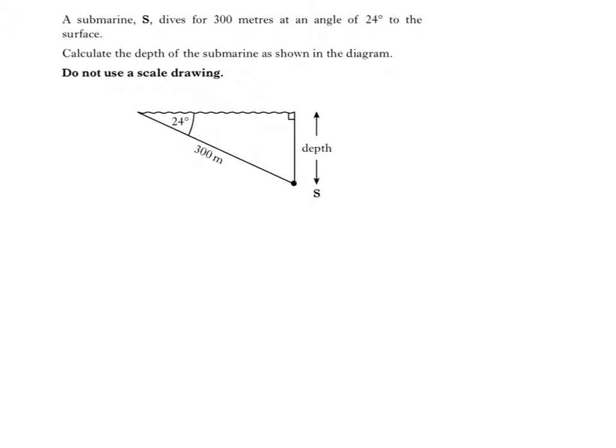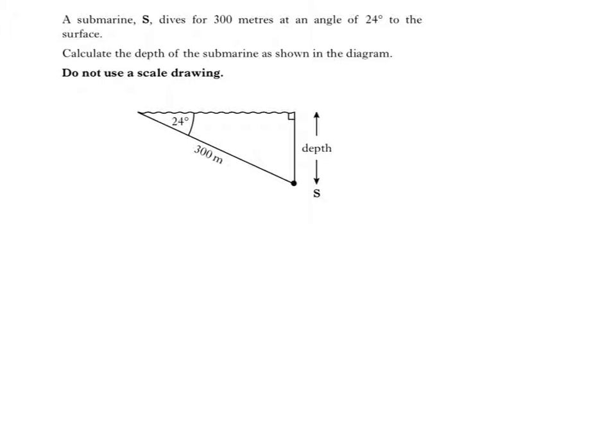Okay, now in this bit as well, it always says do not use scale drawing, and all that means when it's in a test is that you're not allowed to draw out the triangle and then measure the angle or measure the side with a ruler. Okay, you have to use trigonometry to do it.